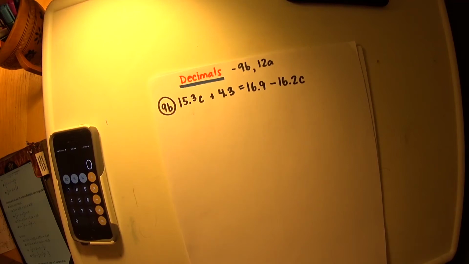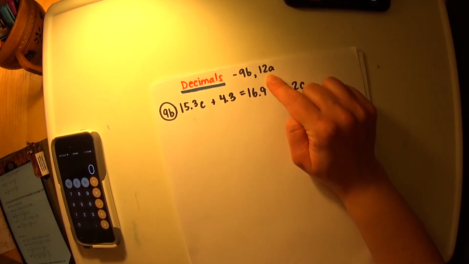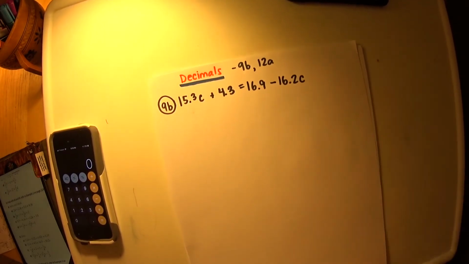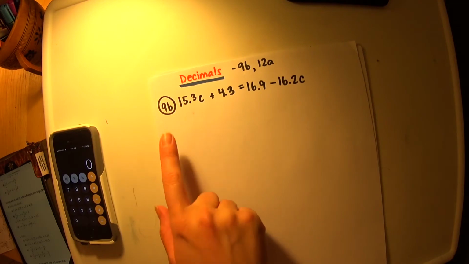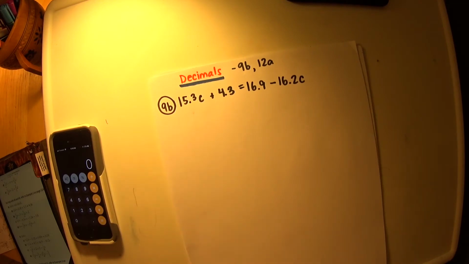In this video I'm going to be showing you a couple of textbook examples that involve variables on both sides and decimals. So the first one that I was requested to go through was number 9b. So here's what the question looks like.